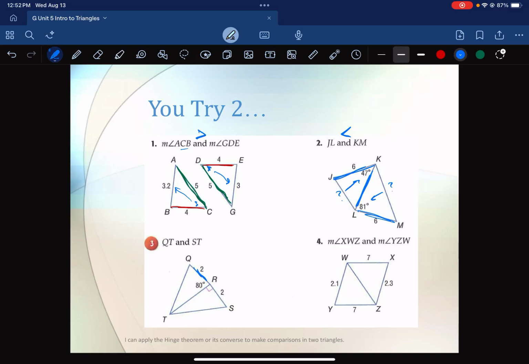We've got a pair of sides here, pair of sides here. We're comparing these two sides here. Well, this is across from an 80, this is across from a 90, so ST must be greater. Here's my 7 and 7. So I'm comparing this angle to this angle. Which one's across from the larger value? 2.3 is larger, so W is larger. Okay.